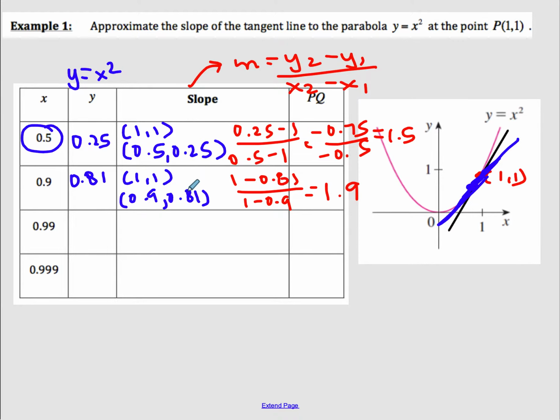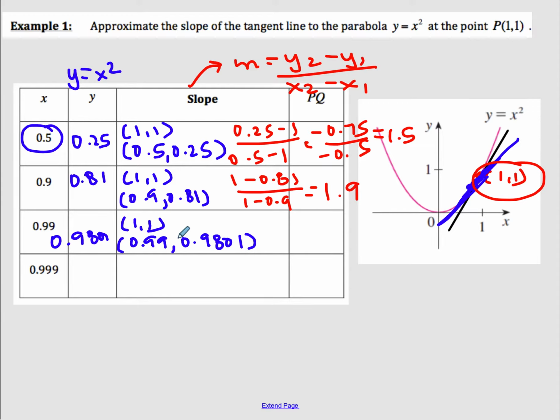Okay, now we're going to move even closer to this point (1, 1). I'm still going to be using the point (1, 1), but now I'm moving closer. I got 0.99. So in order to figure out my ordered pair here, I take 0.99, plug it into x squared, and this gives me 0.9801 when I square it. So I got (0.99, 0.9801). Sorry, that is a little crowded there. And I would find the slope again with these 2 points.